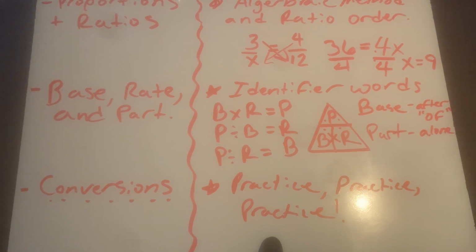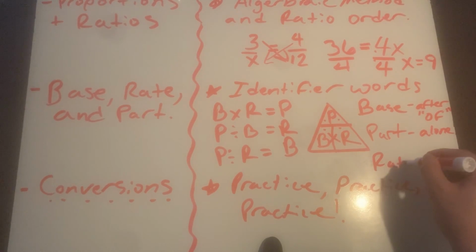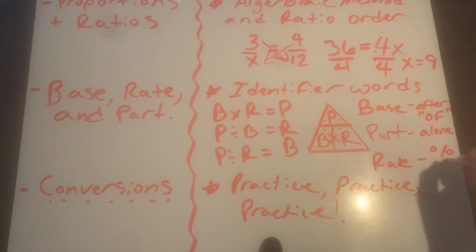It does not matter how big or small these numbers are. The part can actually be bigger than the base. The base can be smaller than the part or bigger. It doesn't matter, okay? The amounts are irrelevant. What is relevant is the identifying words. So the word of, whether it's alone, or if it's a rate, it's gonna have a percent sign after it, okay? And I'll just put that here, rate is gonna have the percent sign after it, or it's gonna have the word percent. Okay, so that's for base, rate, and part.